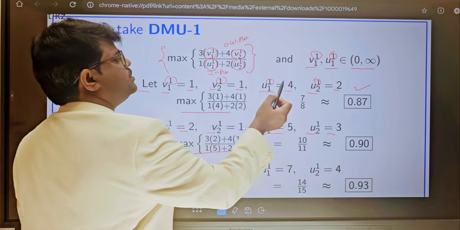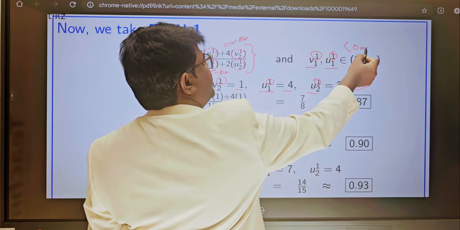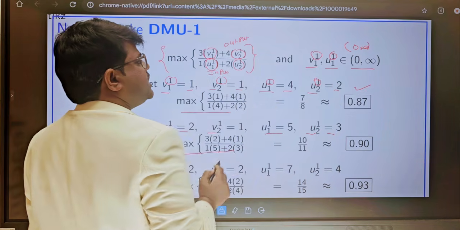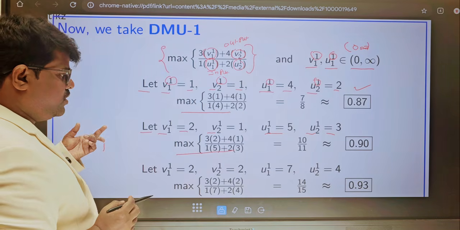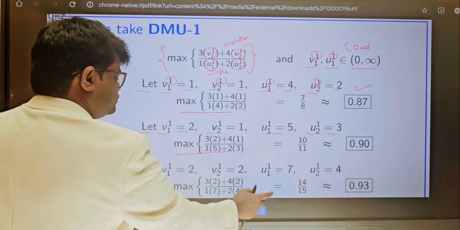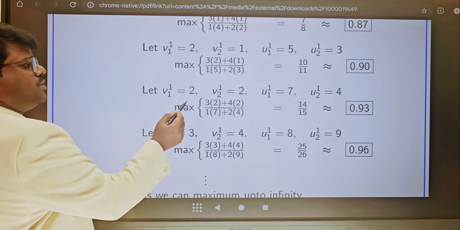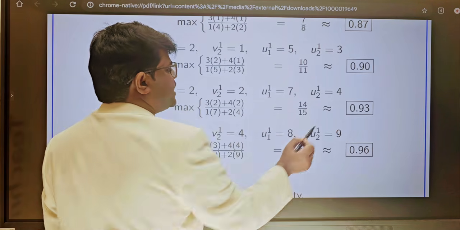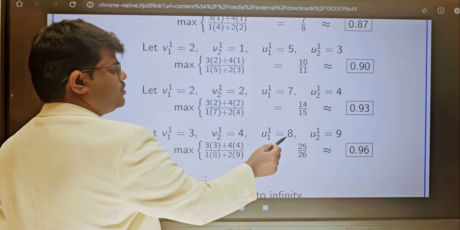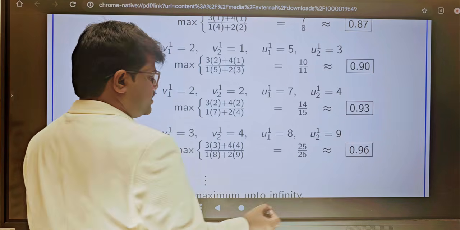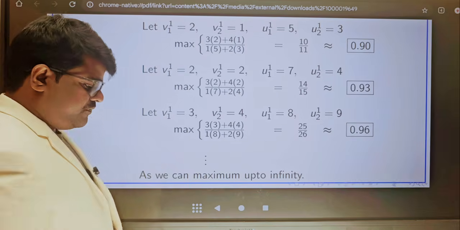So I have the open interval 0 to infinity. In this range I can choose any V1, U1 value. Similarly, for this pair also I got 0.93. Let V1 equal 3, V2 equal 4, U1 equal 8, U2 equal 9, I got this answer. So we can maximize up to infinity.